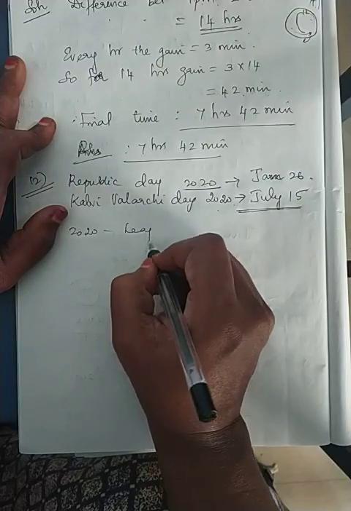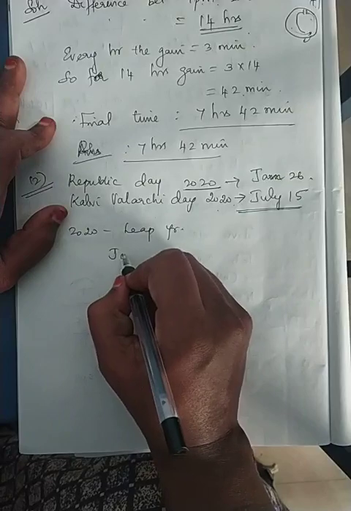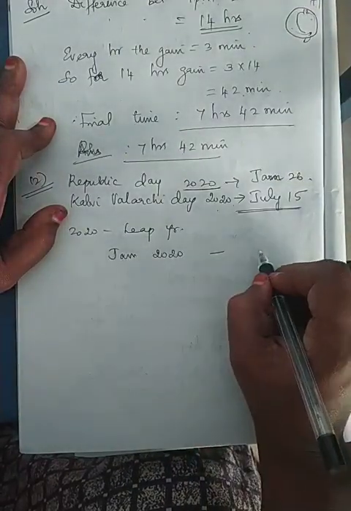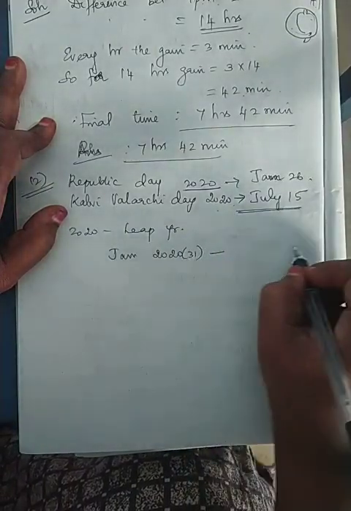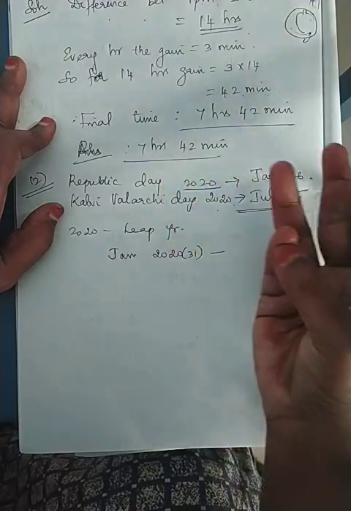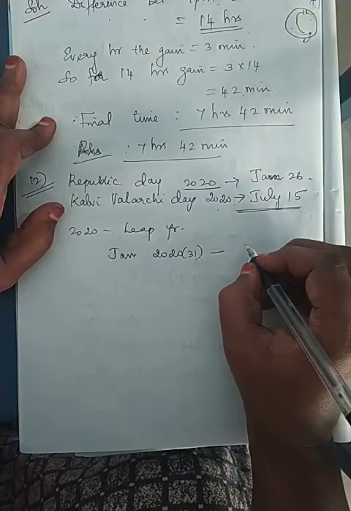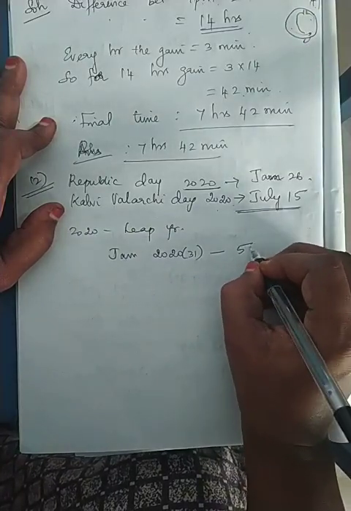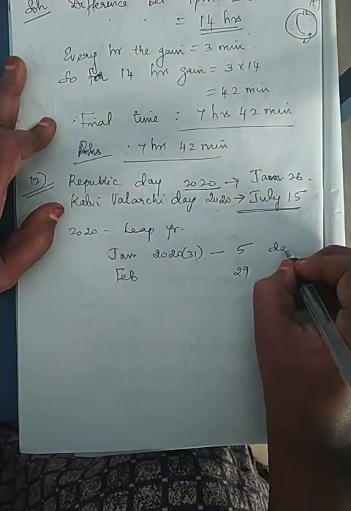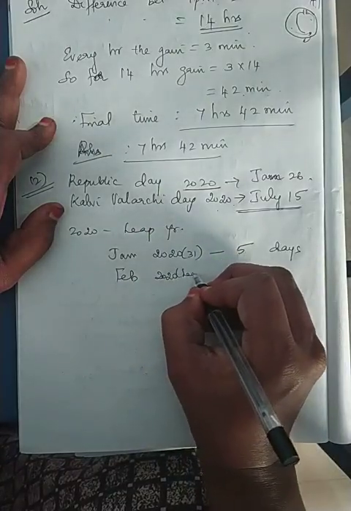Then 2020, we know it is a leap year. So we have to consider all this. In January, how many days are remaining? January 2020 will have 31 days. So 31 minus 26: 27, 28, 29, 30, 31. So you will have 5 days in January, and in February you will have 29 days because it is a leap year.